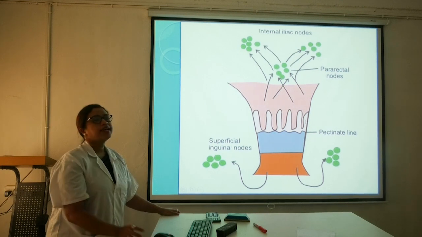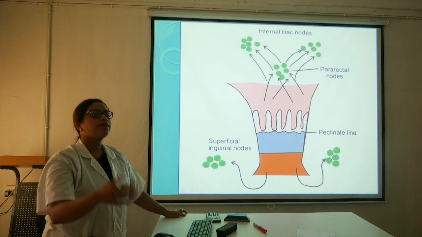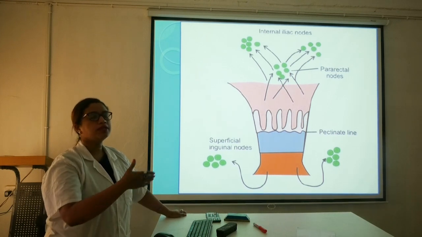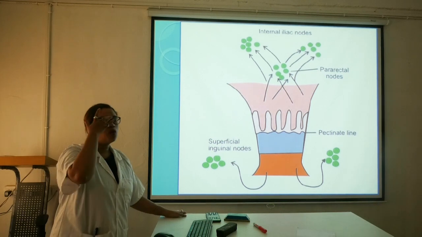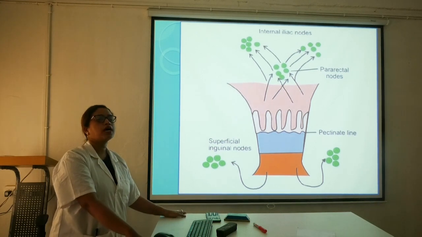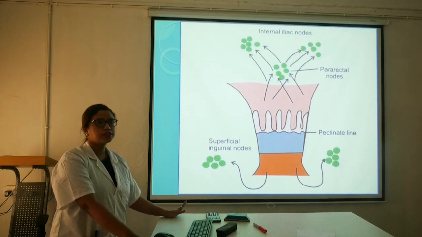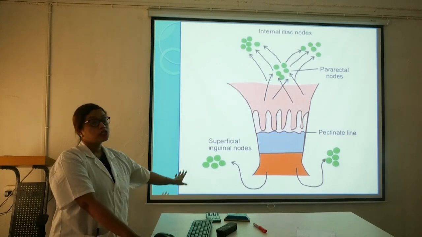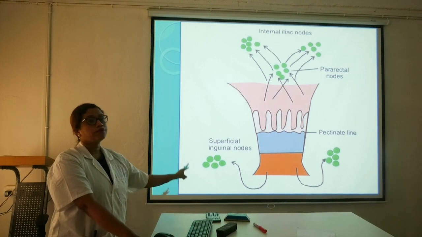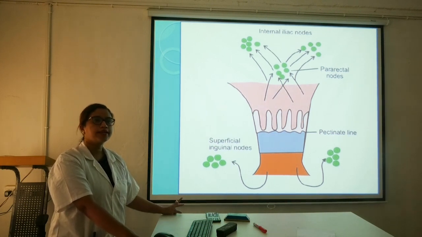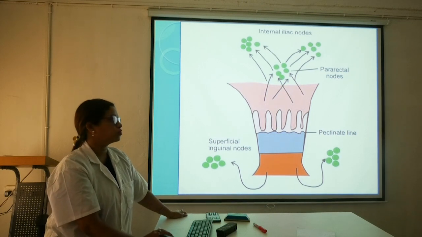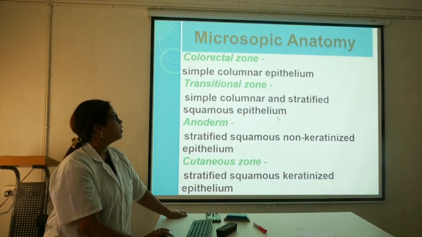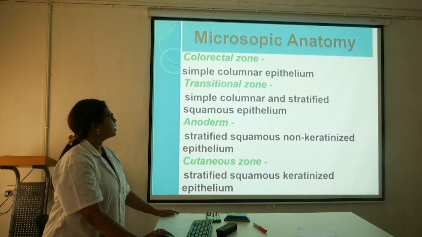Okay. So see, inguinal lymph nodes, again it is divided into two types of lymph nodes. One is superficial, another one is deep. So for any viscera, if any carcinoma, suppose carcinoma of ovary, carcinoma of endometrium, carcinoma of cervix, carcinoma of prostate, carcinoma of anal canal, whatever, you have to name these two lymph nodes. What are they? Superficial inguinal lymph nodes and deep inguinal lymph nodes. Okay. Then see, these are the zones.